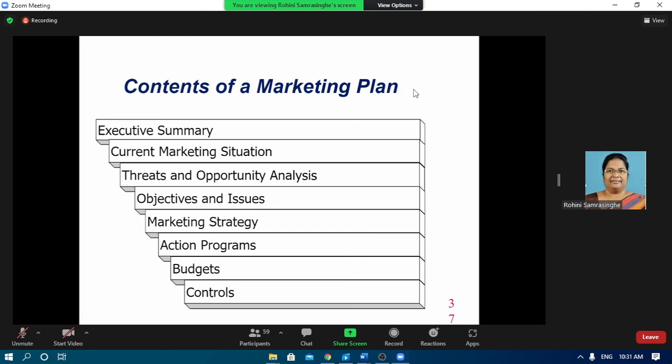Then it starts with analyzing the current market situation. That is also called situational analysis, right? Then the third one is the opportunity analysis.